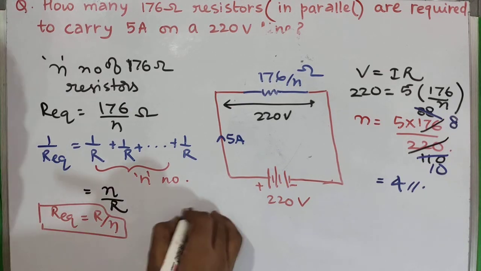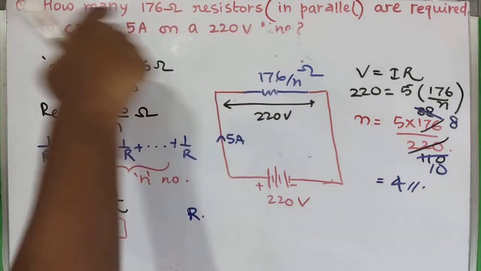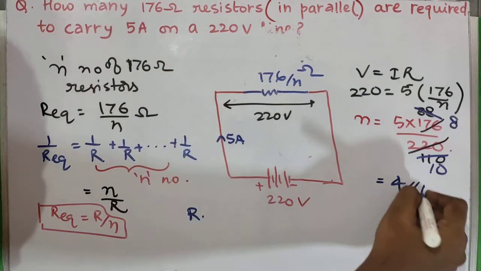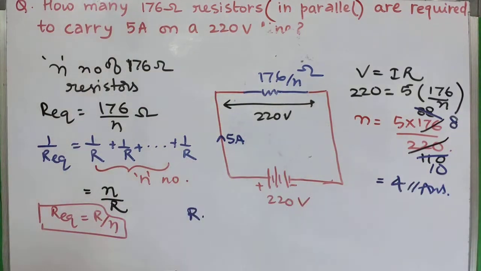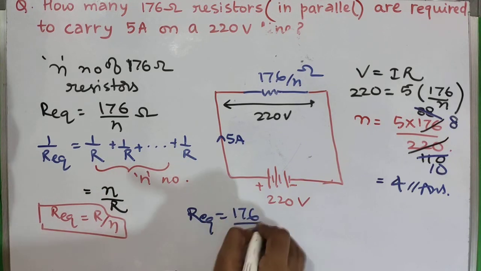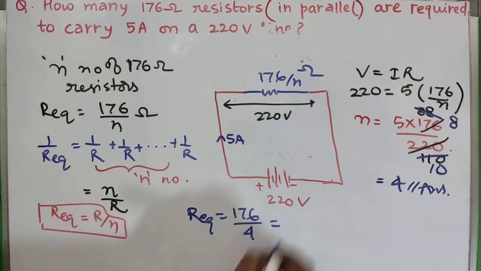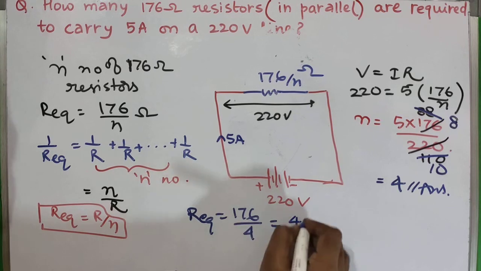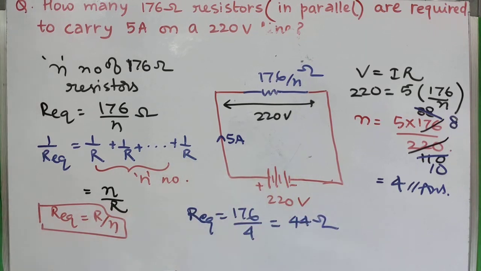And what is the equivalent resistance? They are just asking how many, so this is the answer, but I'm also finding out the equivalent resistance. The equivalent resistance will be 176 divided by 4. 4 fours are 16, so 44 ohms is the equivalent resistance by connecting 4 number of 176 ohm resistors in parallel.